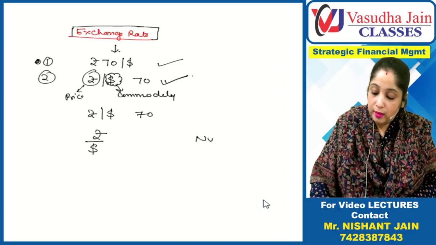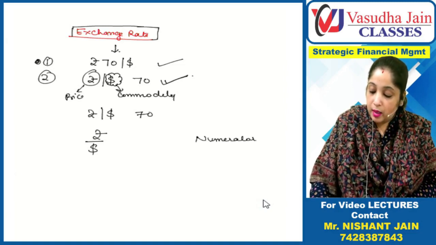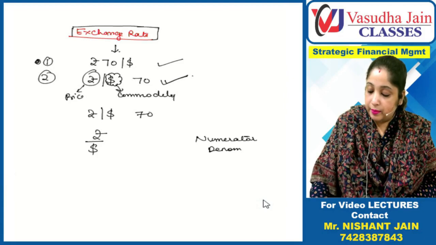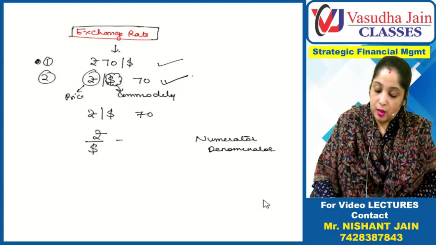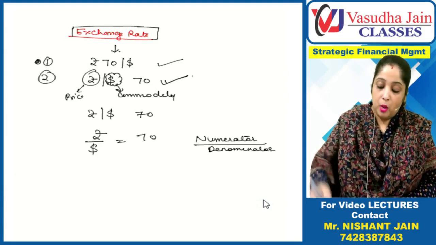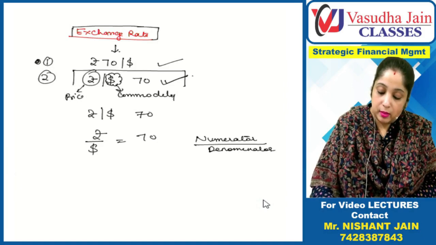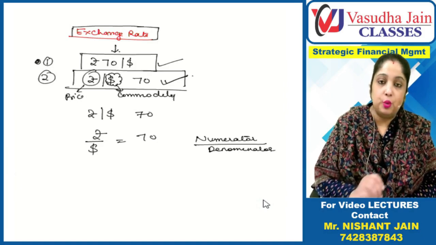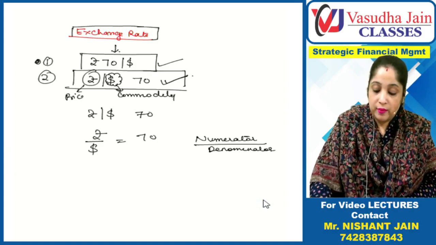And one more way is also there, rupees per dollar in the numerator-denominator format. So again it implies rupees per dollar. Same format. But normally we use this format. This is the more frequently used format. So this is one way quote.